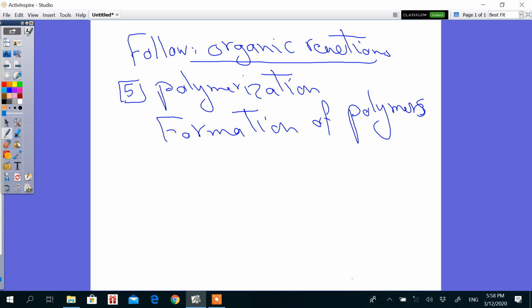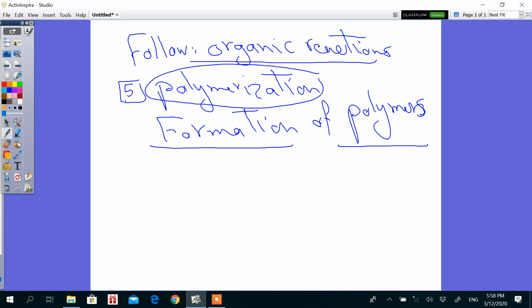In that part of the lesson, we are trying to complete our organic reactions. So we have a new type, it's called polymerization. Even in your book, it is not written like that. In your book, it is written polymers or something. So the same thing, it is the formation of polymers. Polymers or polymerization are the same. Polymerization is the process in which we can form polymers.